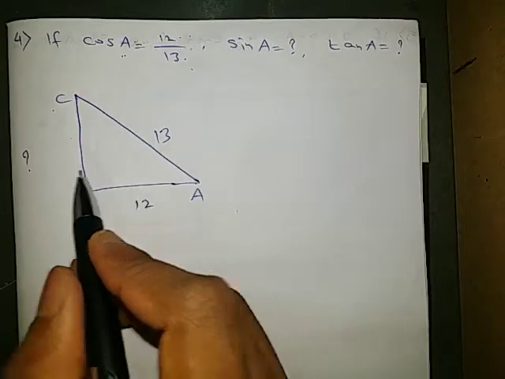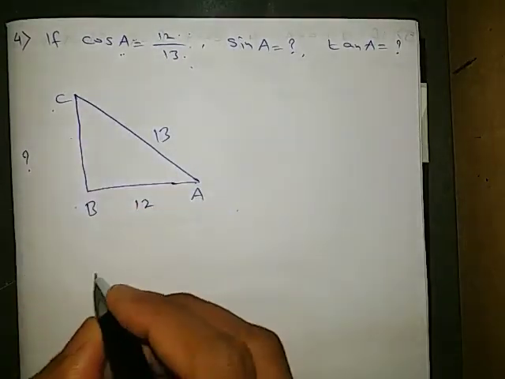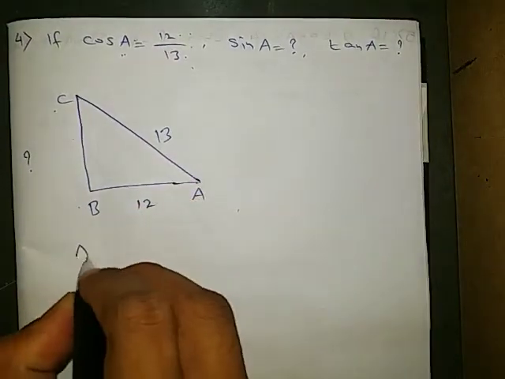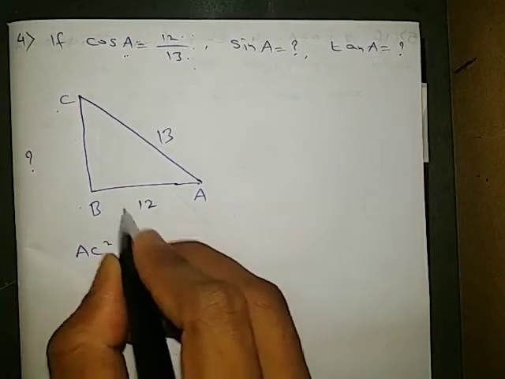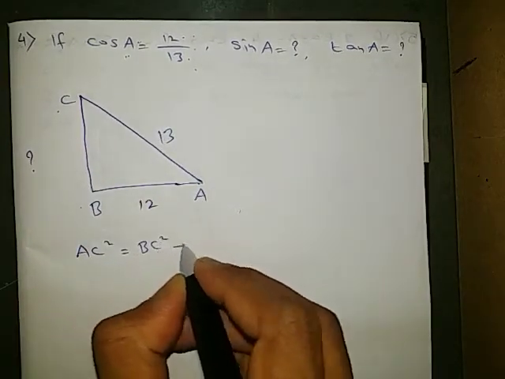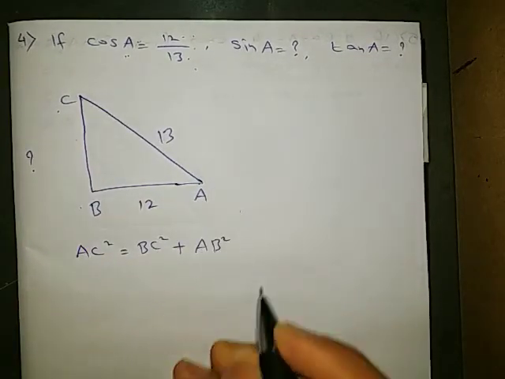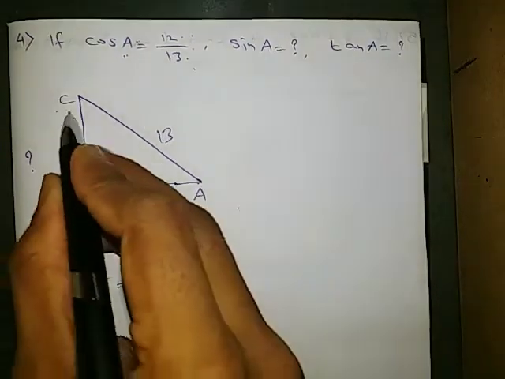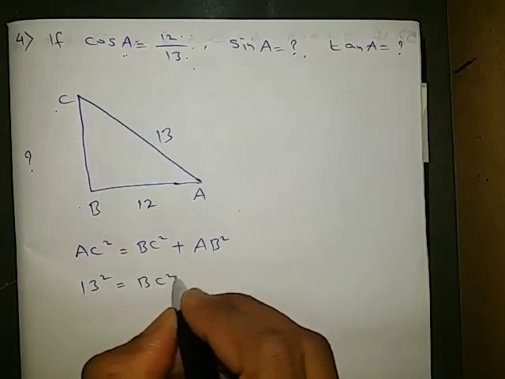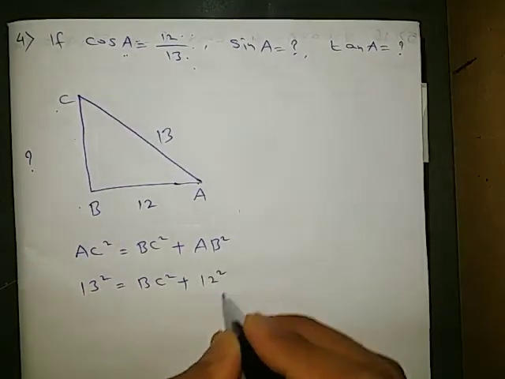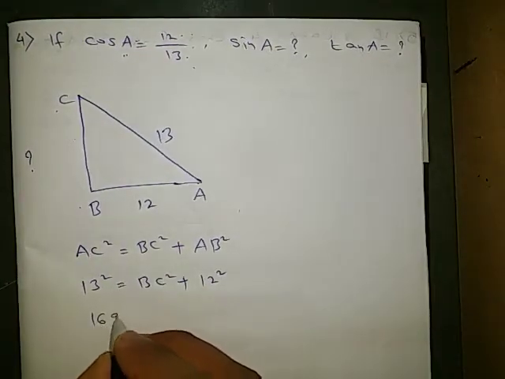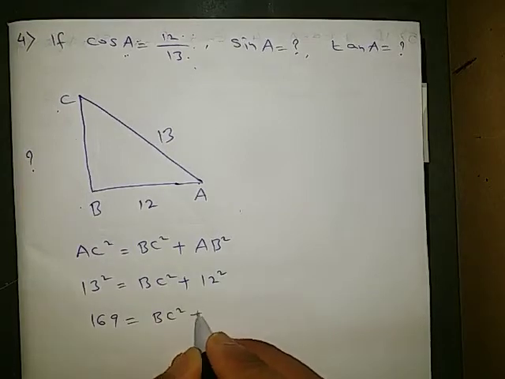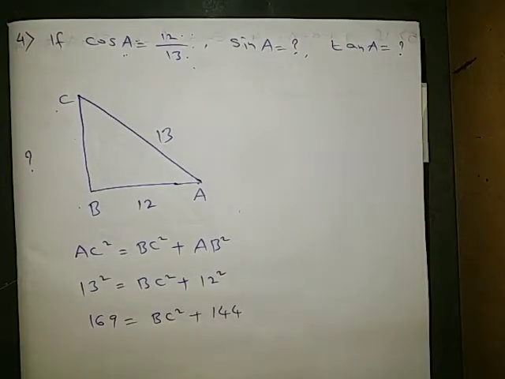First, let us find out this side. So I am applying the Pythagoras theorem. Hypotenuse square, AC square, is equal to first side BC square plus the second side AB square. AC is 13, so 13 square is equal to BC, we don't know, so BC square as it is, plus AB is 12 square. 13 square 169 is equal to BC square plus 12 square 144.